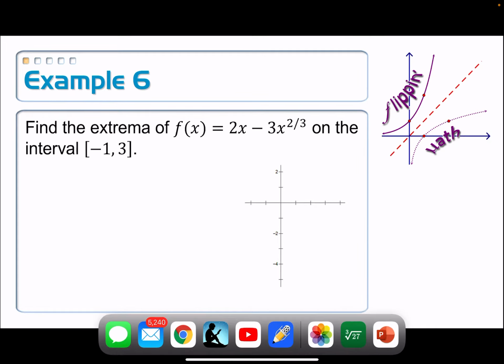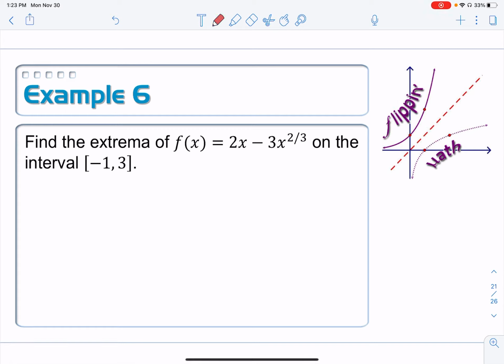And what test do I use? What do I use in order to find the absolute minimum and maximum? I need to use the closed interval test, otherwise known as the candidates test. It's called a closed interval test because you need to have a closed interval, and it's called the candidates because candidates are telling you where you can have your absolute minimum and maximum points.